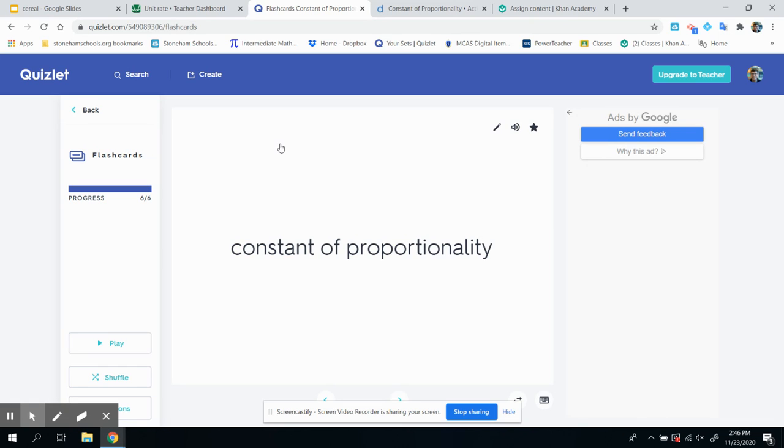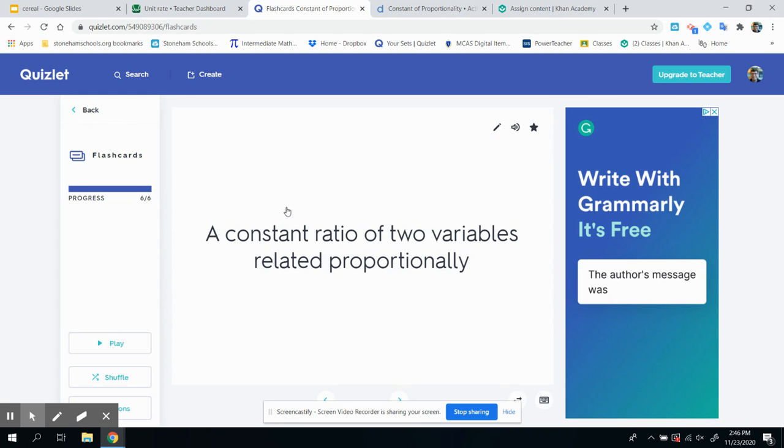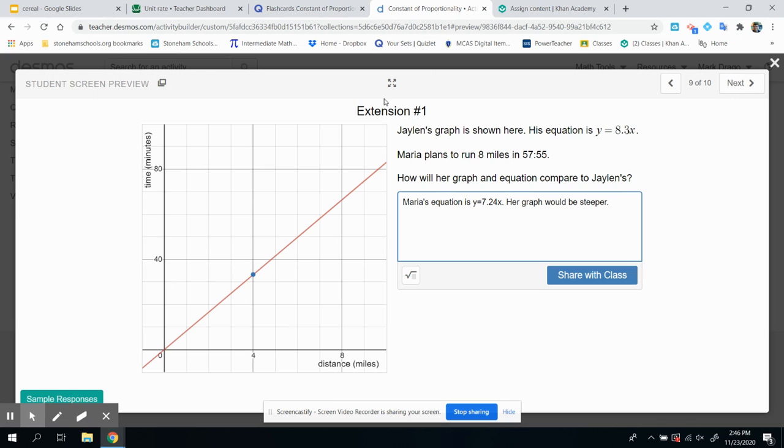Now, we're going to be talking about constant proportionality. So this was on the Quizlet, right? And the definition is a constant ratio of two variables related proportionally, right? So, for instance, in the first Desmos assignment that we had, right, we looked at this graph here. And it said Jalen's graph is shown here. His equation is y equals 8.3x. This is for how far he ran and his time. Maria plans to run 8 miles in 57 minutes and 55 seconds. How would her graph and equation compare?